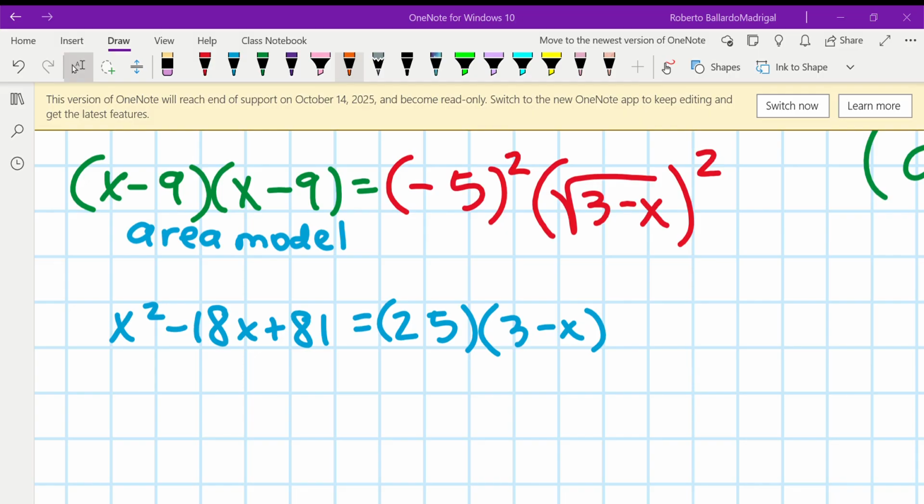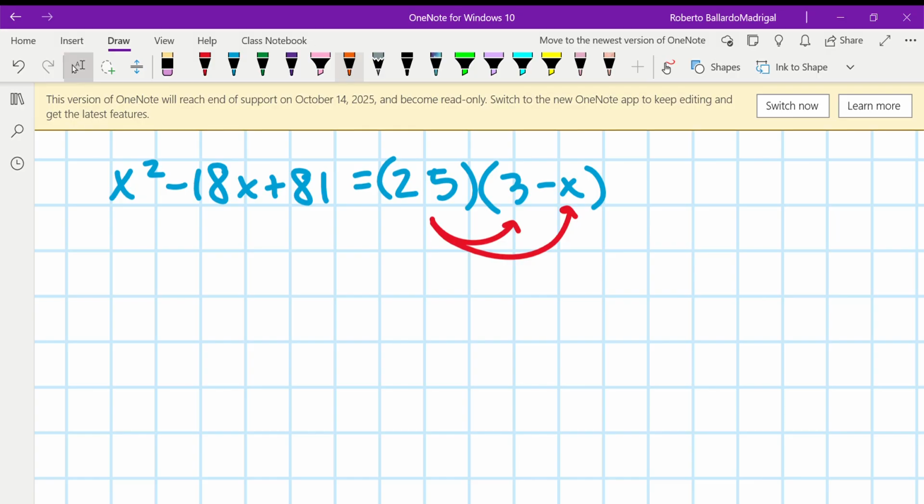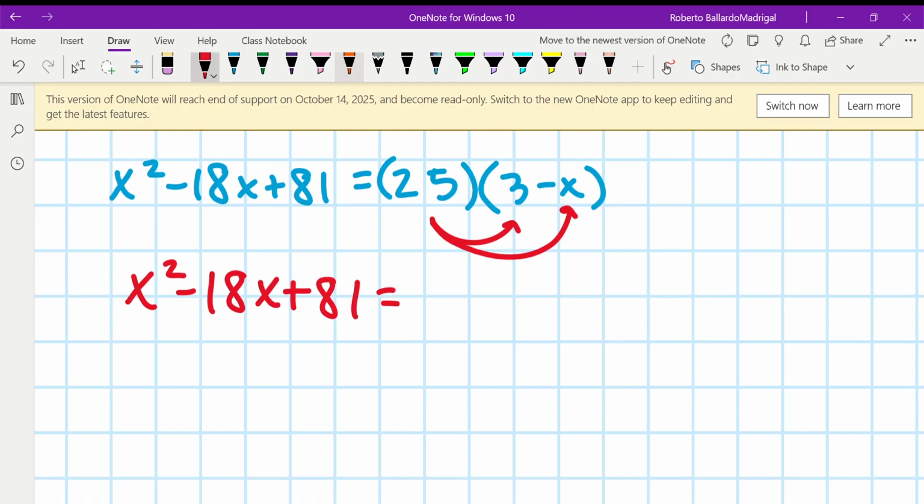We're almost done. Let's distribute this. 25 times 3 is 75. 25 times negative x is negative 25x. Now this is starting to look a little bit more solvable. You can kind of follow the next step, which is to get everything to the same side.